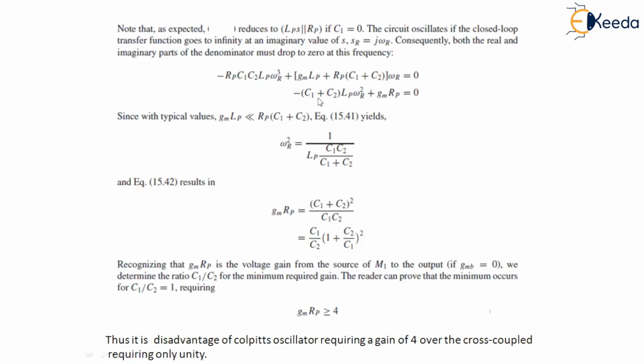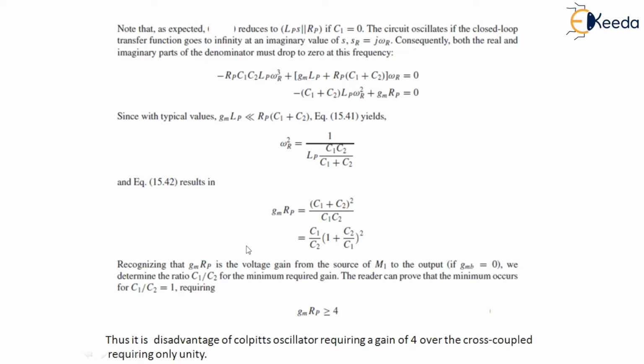Equating it to 0, what we get is minus (C1 plus C2) LP omega R whole square plus Gm RP, and since with typical values Gm LP is lesser than RP (C1 plus C2), the above equation yields omega R square equal to 1 upon LP times C1 C2 upon (C1 plus C2). This particular equation also yields Gm RP equal to (C1 plus C2) whole square upon C1 C2, or we can further solve it and write it like this.